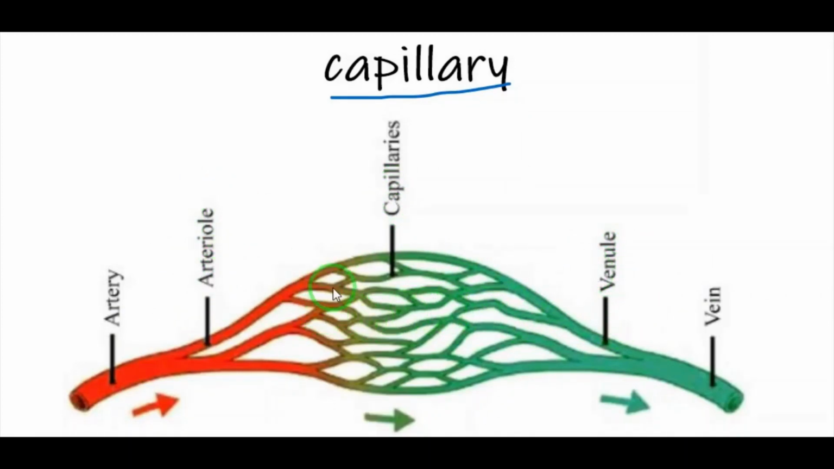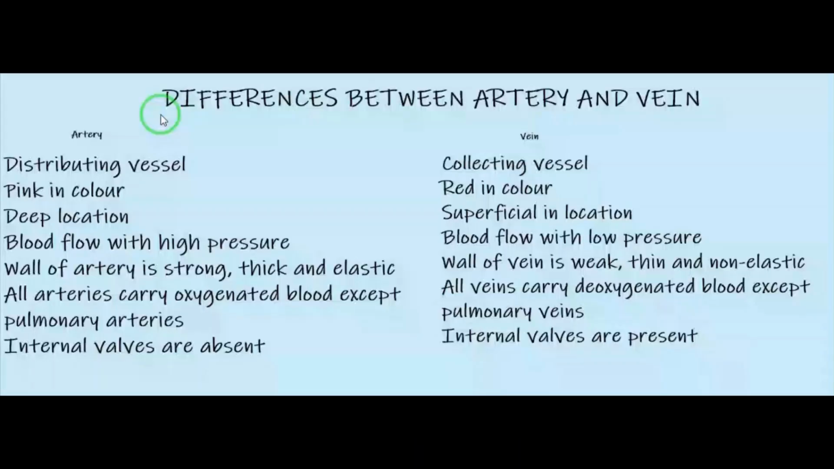Then what is the role of the capillary? The capillary delivers oxygen in the blood to the tissues and eliminates carbon dioxide. Now let's see the differences between artery and vein. Artery, distributing vessel. Vein, collecting vessel.